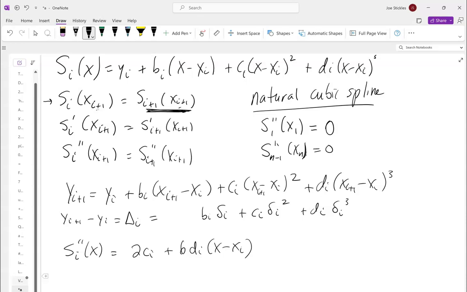Check for taking the derivative with respect to x. Yes, yep.